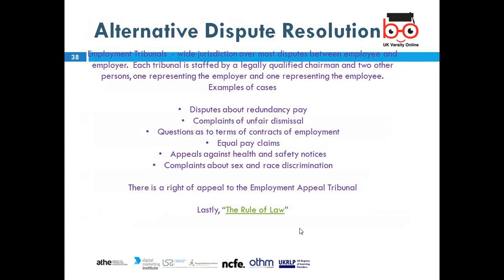Then we have the employment tribunal, where we look at the employment contract, like illegal dismissal. Everyone needs to be given a copy of the contract. A complaint can be made for unfair dismissal. We can't dismiss somebody without clear evidence. There are also questions about terms of the contract of employment, and equal pay.